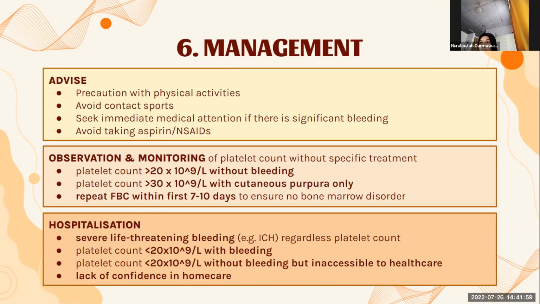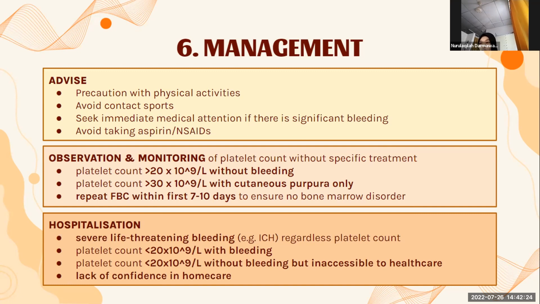Also avoid contact sports like wrestling, rugby, or football. Other than that, seek immediate medical attention if there is significant bleeding, and also avoid taking aspirin or NSAIDs, because these medications can put the children at risk for bleeding. For example, aspirin can cause gastric bleeding.